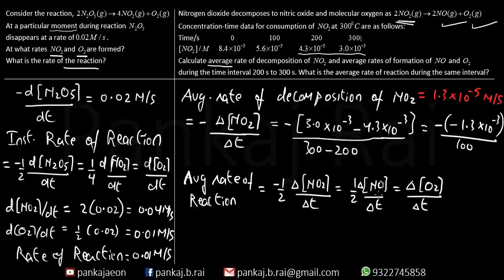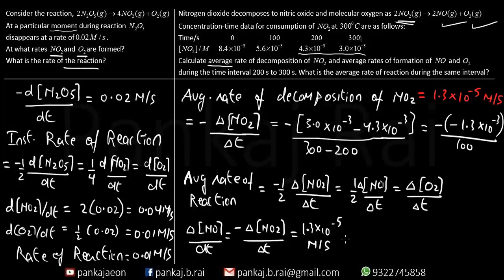Okay, now let's say we have to find the rate of formation of NO. If we use these two, the 2 will get cancelled and this will be equal to minus change in concentration of NO2 upon change in time, and we just found out that minus delta NO2 upon delta T is 1.3 into 10 raised to minus 5. So this will also be 1.3 into 10 raised to minus 5 molar per second.